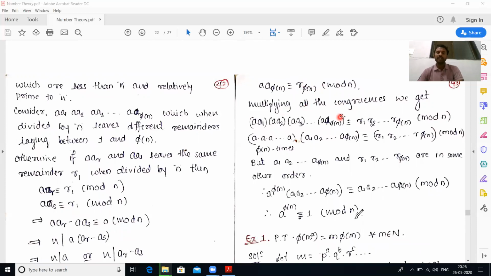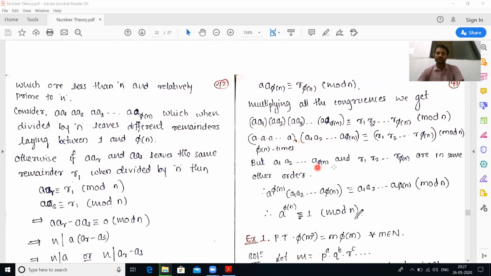Now multiplying all the congruences, on the left side we have to multiply. We are getting a·a1, a·a2, and so on up to a·a_phi(n) is congruent to r1, r2, and so on up to r_phi(n) mod n. Again, in this, a is taken phi of n times, and a is the product that we have taken outside, that is a1, a2, and so on up to a_phi(n), and on the right side it is r1, r2, and so on up to r_phi(n) mod n.